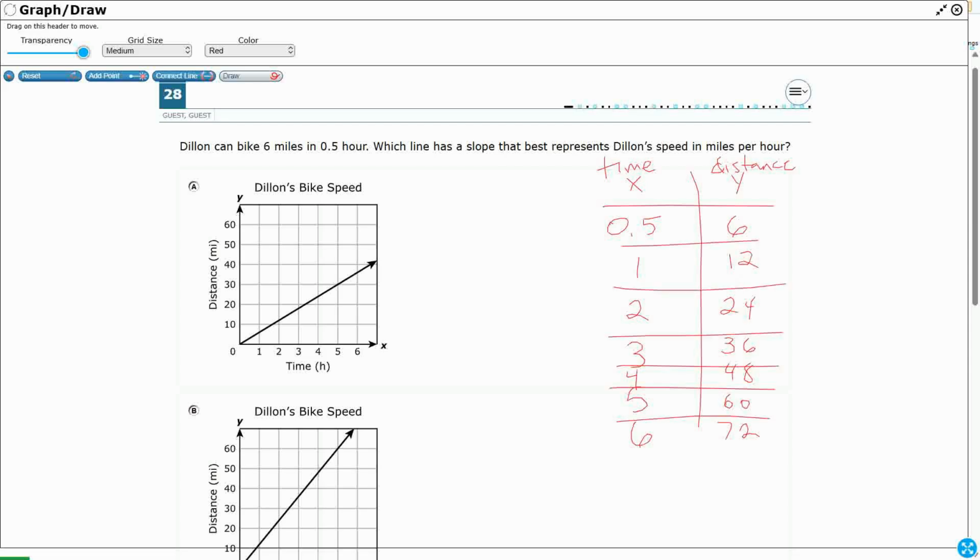So now let's just take a look at each of these and see if we have what we're looking for. I'm not really looking for the 0.5. Now I'm looking for the 1. I'm looking for an x of 1 and a y of 12. And it looks like on A, that y is definitely below 10. So that's not going to work. And if I just picked another one, let's take a look at our 5. Our 5 should be 60. So that should be way up here at the top. And we're not anywhere close there. So definitely not going to be A.